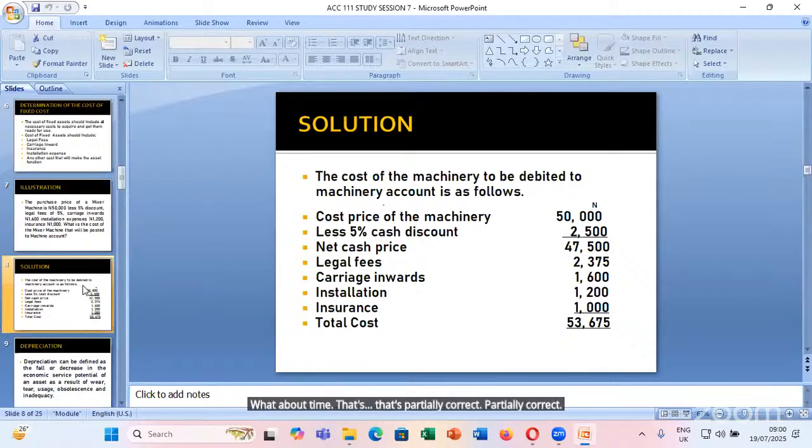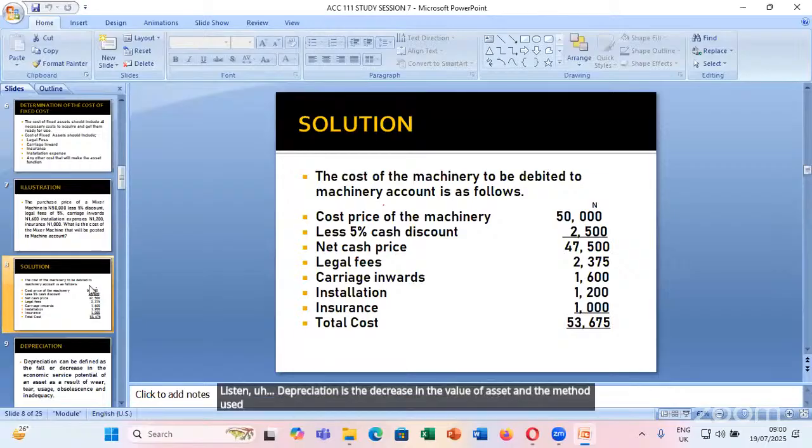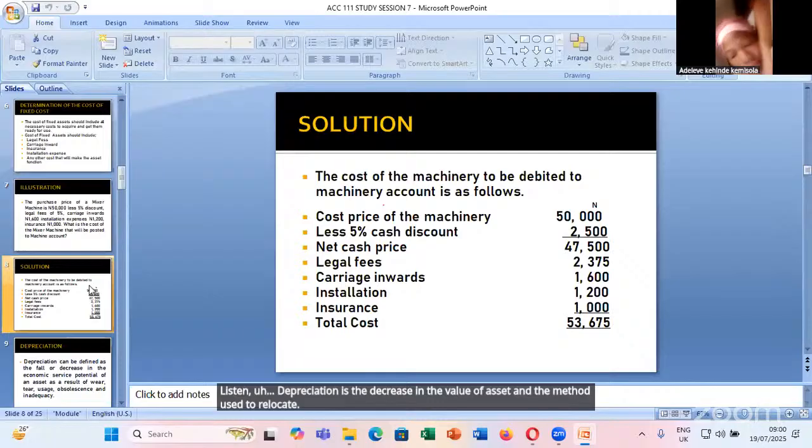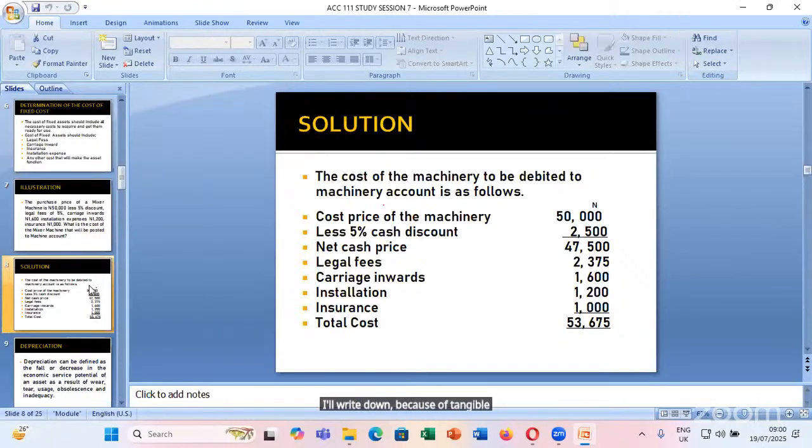Let's listen to one more person. Sonny Saba. Depreciation is the decrease in the value of asset and the method used to allocate or write down the cost of tangible asset. You have all tried, but you did not get it. Listen to what I will explain now.